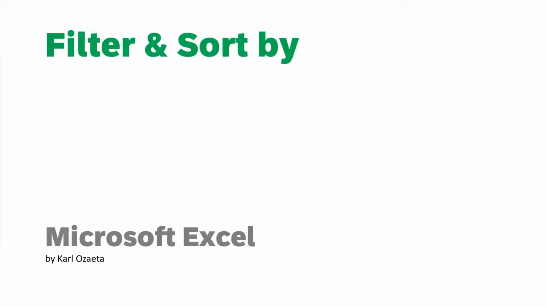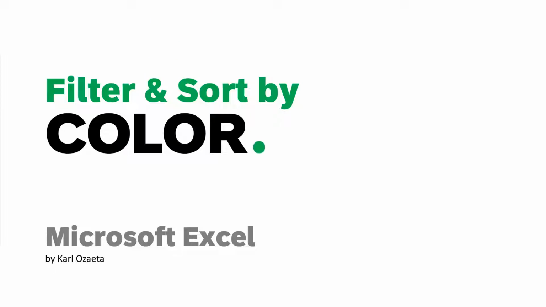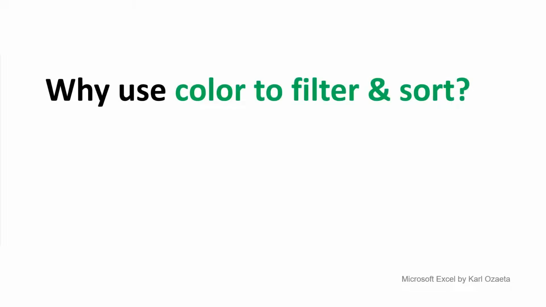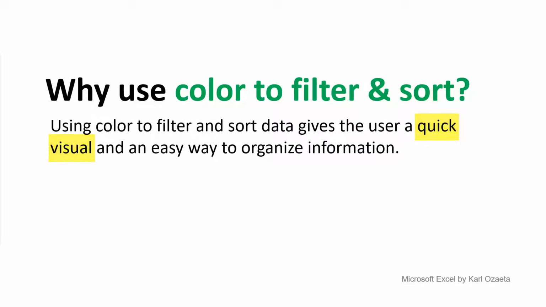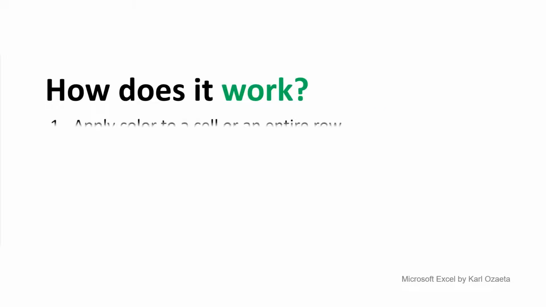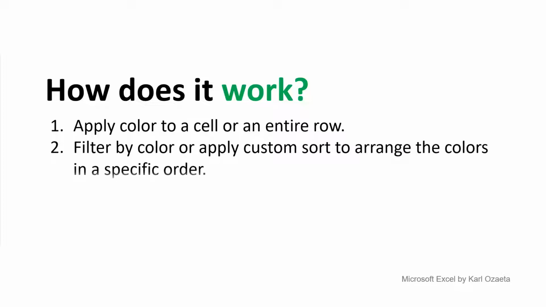Today's video will be on filtering and sorting with color in Microsoft Excel. Let's get to it. Why use color to filter and sort? Using color to filter and sort data gives the user a quick visual and an easy way to organize information. How does it work? First, you'll need to apply color to a cell or entire row. Second, you can either filter by color or apply a custom sort to arrange the colors in a specific order.